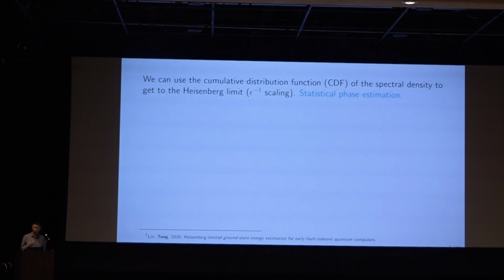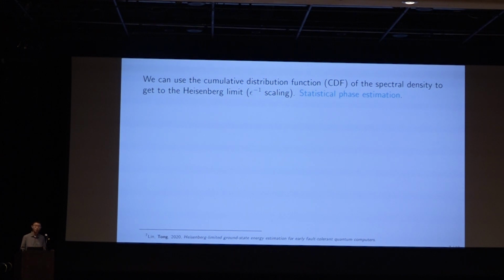So instead of computing a coarse grading of the density of states, we can compute the cumulative distribution function of the spectral density to actually reduce the runtime to the highest order of it. So basically, you get epsilon inverse scaling rather than epsilon to the minus 4.